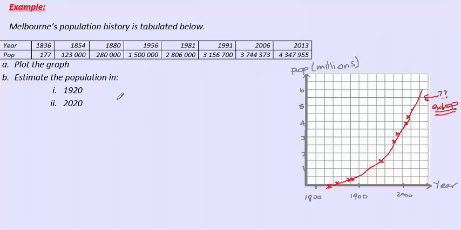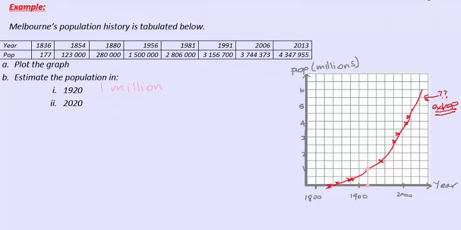Now I'm going to use my plot to work out what the population was in 1920 and 2020. So I'm going to get a pink line and line it up. This line here is 1920. And it looks from my picture as though the population in 1920, which should be there, is somewhere round about 1 million. So I'm going to write here 1 million people in Melbourne in 1920.